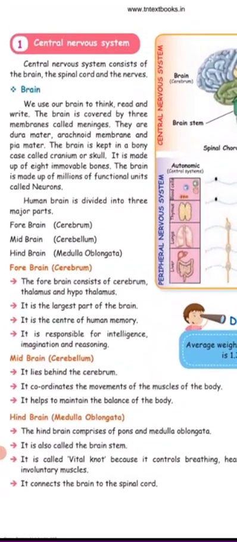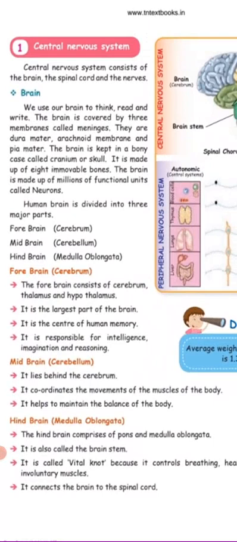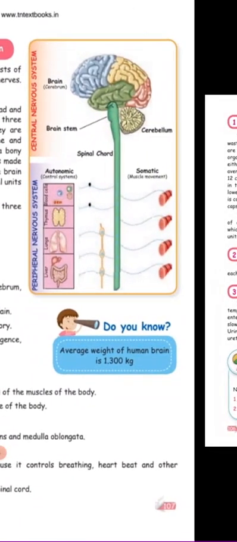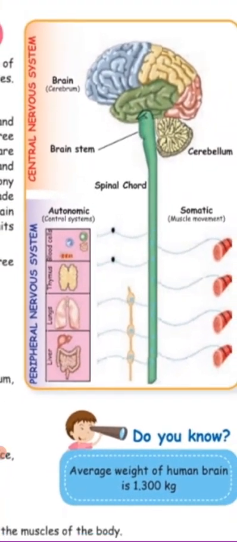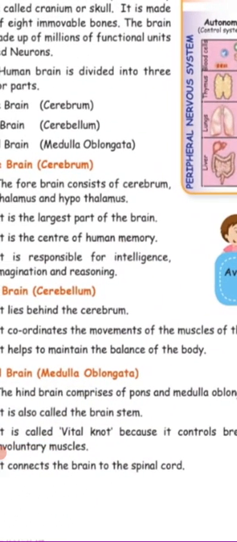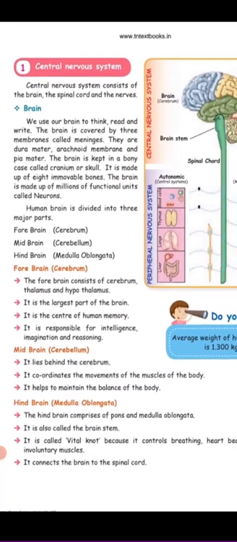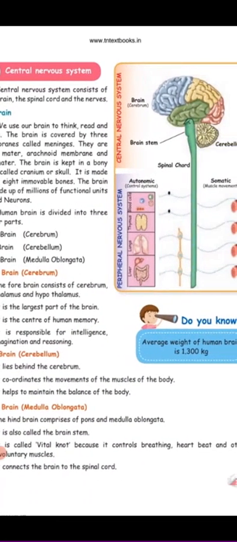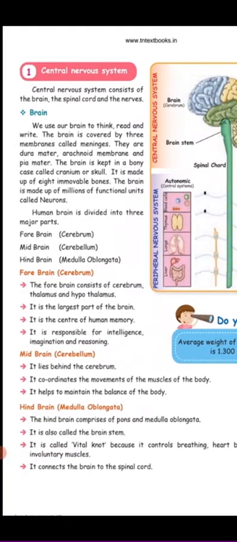The next one is the hindbrain, and it comprises the pons and medulla oblongata. Sometimes it is also called the brainstem. See in this picture, is there a knot? Yes, so that is the brainstem. It is called a vital knot because it controls breathing, heartbeat and other involuntary muscles. So what is the hindbrain controlling? Breathing, heartbeat and other involuntary muscles.